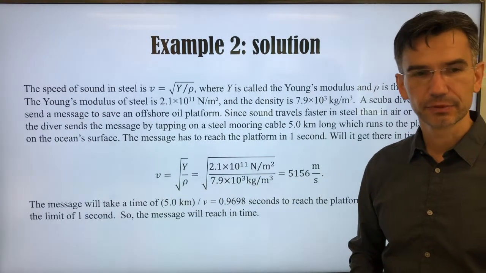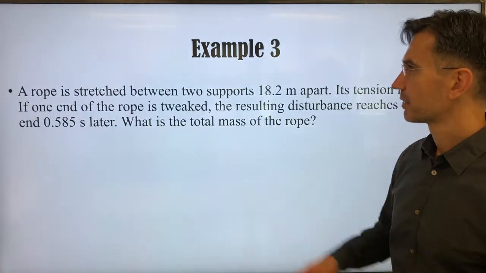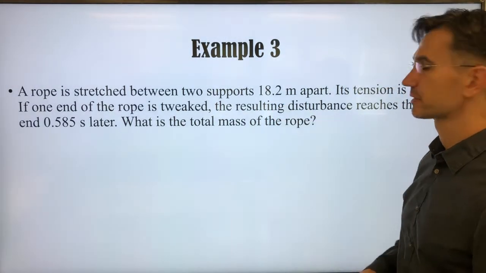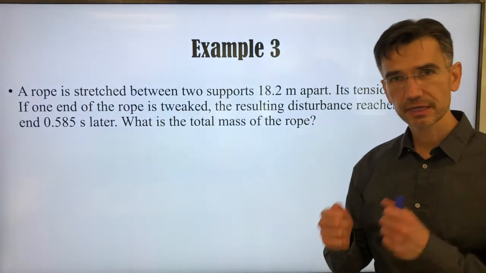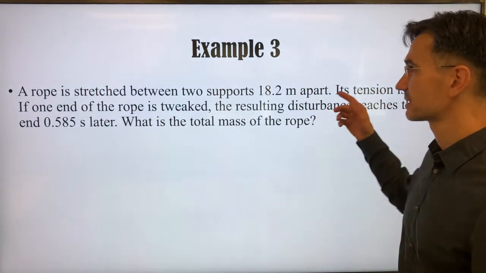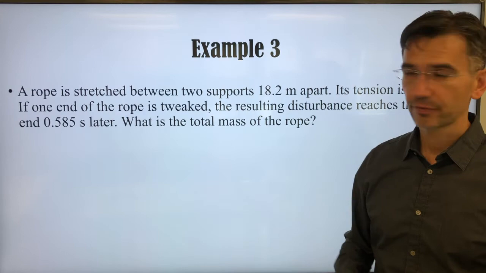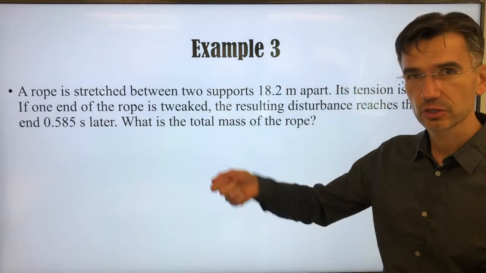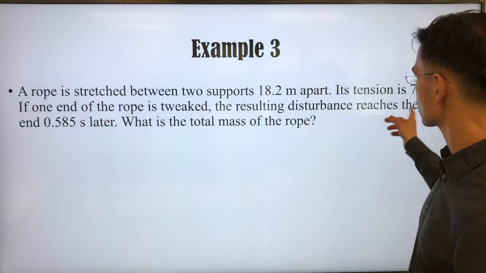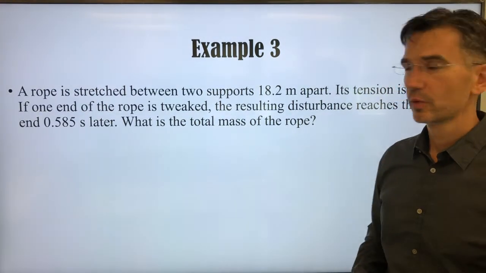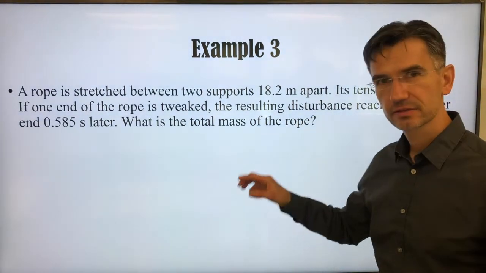Here's another example. We have a rope that's stretched between two supports that are 18.2 meters apart. And the tension in the rope is 78.6 newtons. And we are told that if one end of the rope is jerked, then the disturbance reaches the other end just over half a second later. And the question now is, what is the mass of the rope?